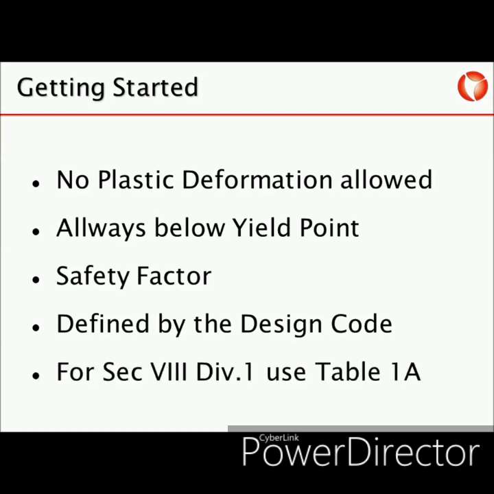Allowable stresses for all accepted materials to be used in the design of pressure vessels according to Section 8, Division 1 are found in Table 1A of Section 2, Part D of the Boiler and Pressure Vessel Code.